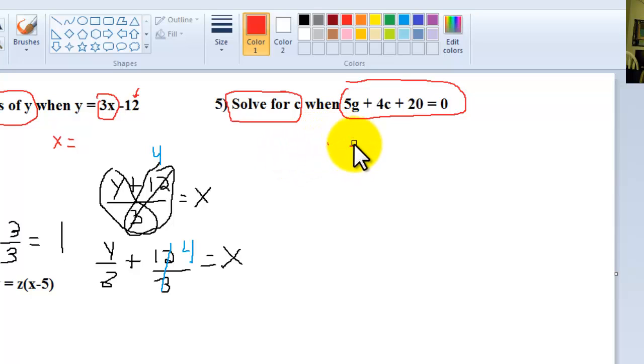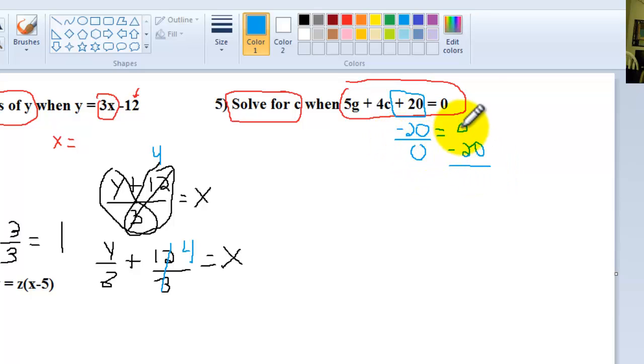We have 5g plus 4c plus 20. So we want to begin. Leave the multiplied terms alone. Let's deal with the plus 20 first. So you're going to want to do the opposite function. We're going to minus the 20 from both sides of the equation. We have equals here, and we're going to 0 minus the 20.